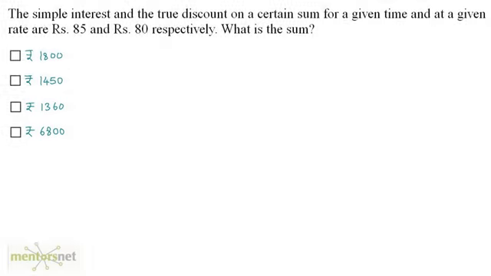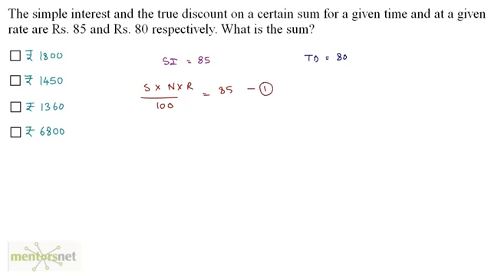The simple interest and the true discount on a certain sum for a given time and at a given rate are 85 rupees and 80 rupees respectively. What is the sum? Well, we have been given the simple interest as 85 rupees and the true discount as 80 rupees. Now this simple interest is actually calculated on the sum. So what is the simple interest on the sum? Well, that will be equal to the sum times N times R upon 100, the formula for simple interest, right? And that is 85. Let this be equation 1.